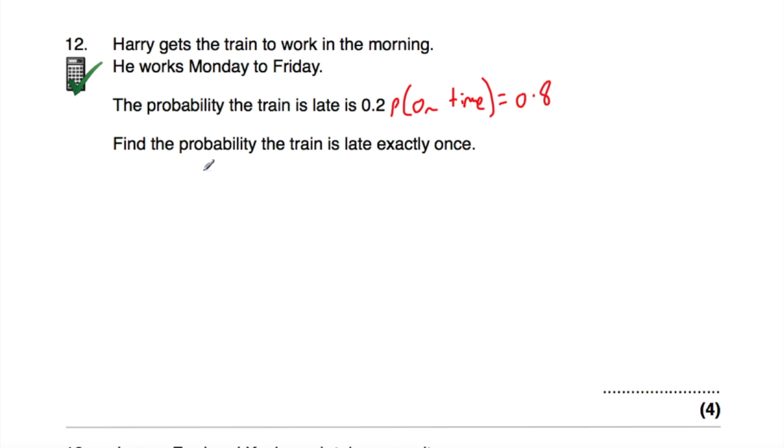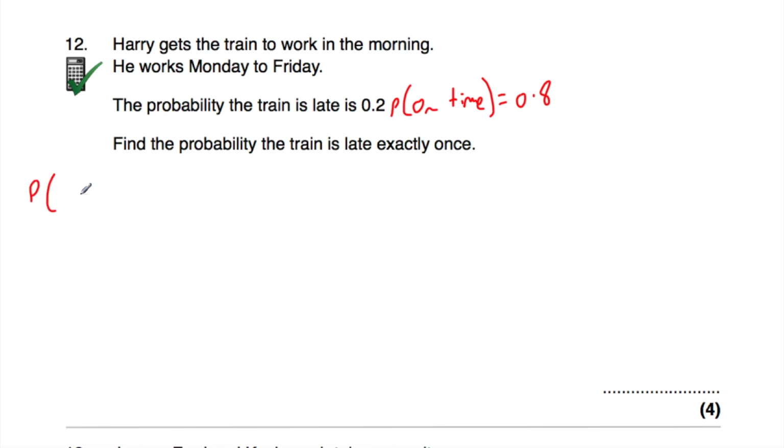And then we're asked to find the probability that the train is late exactly once over the 5 days from Monday to Friday. Okay, so he's getting the train 5 times because he's getting the train to work in the morning. So he's going to get the train on Monday, Tuesday, Wednesday, Thursday, and Friday. The probability that it's late is 0.2. The probability that it's on time is 0.8. And we've been asked to find the probability that the train is late exactly once.